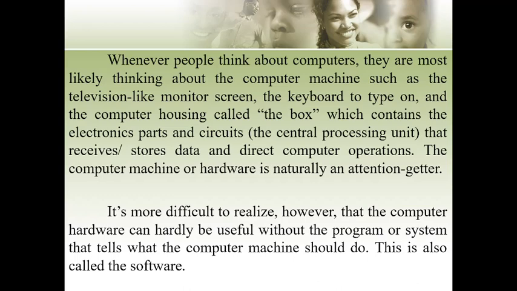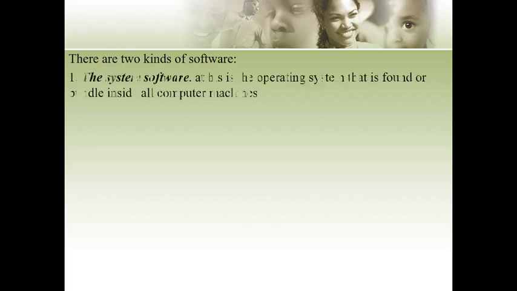It is more difficult to realize, however, that the computer hardware can hardly be useful without the program or system that tells what the computer machine should do. This is also called the software. So now we have the two kinds of software. The first is the system software. This is the operating system that is found or bundled inside all computer machines.